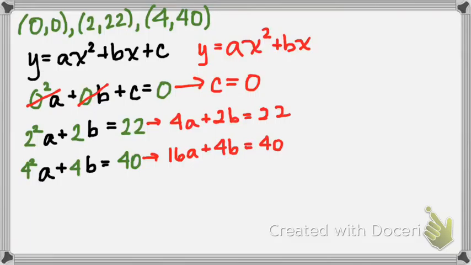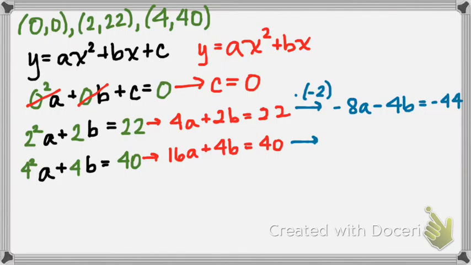And now we have a system of 2 linear equations and 2 unknowns. So we can solve this just like we were doing in chapter 4. I'm going to choose to eliminate b. So I'm going to multiply the top equation by -2 and leave the bottom equation alone. So I get -8a minus 4b equals -44.